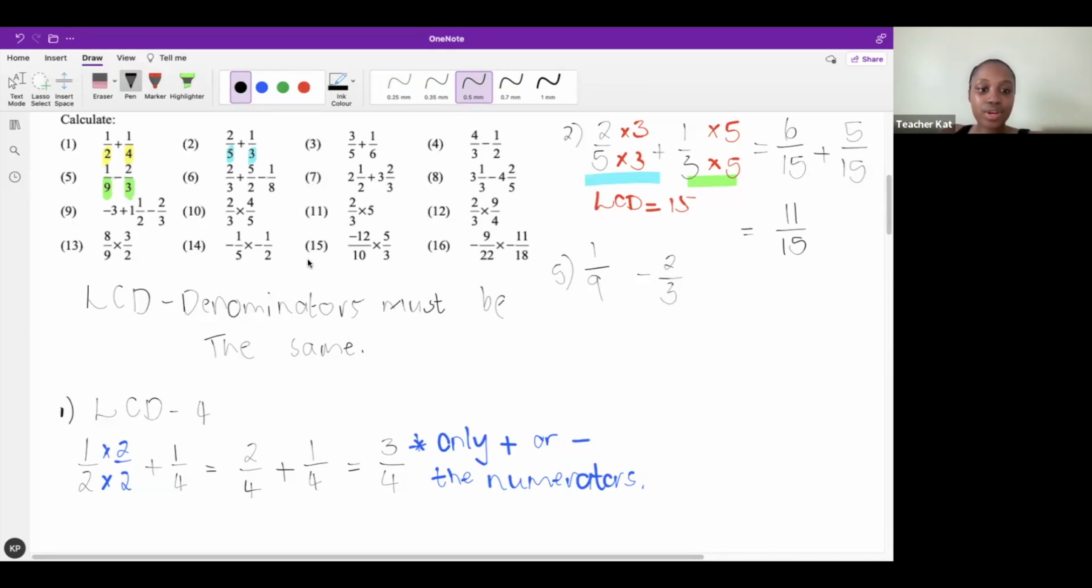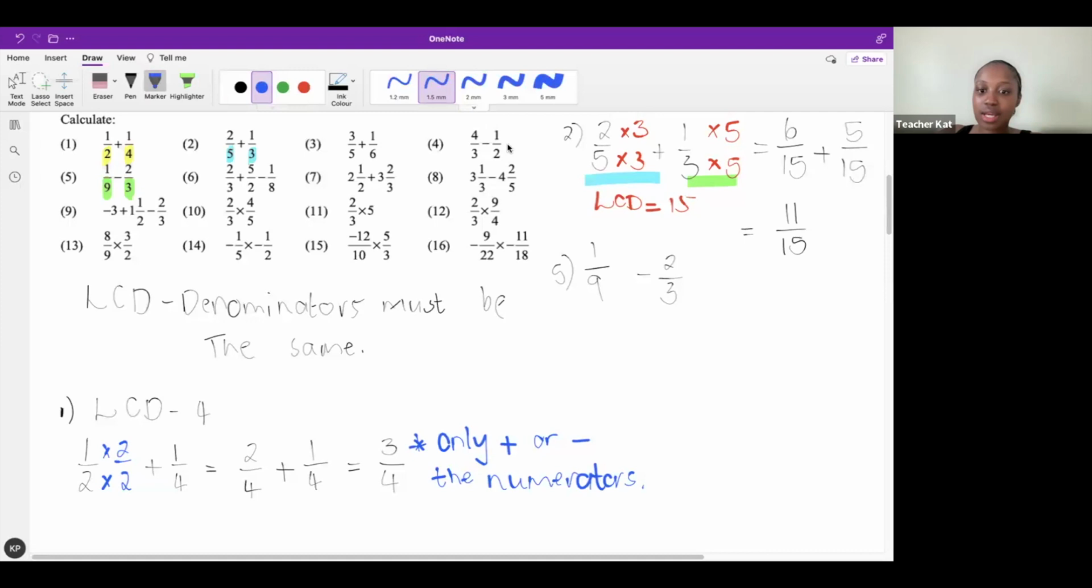Is 3 a multiple of 9? Remember, we're working with multiples here, not factors. No, it's not. So, what number can 3 and 9 both go into? Thank you, Seth. That would be 9. Do you understand that, Bohlale? We're working with multiples, not factors, because we're not dividing anything. We have to multiply them.